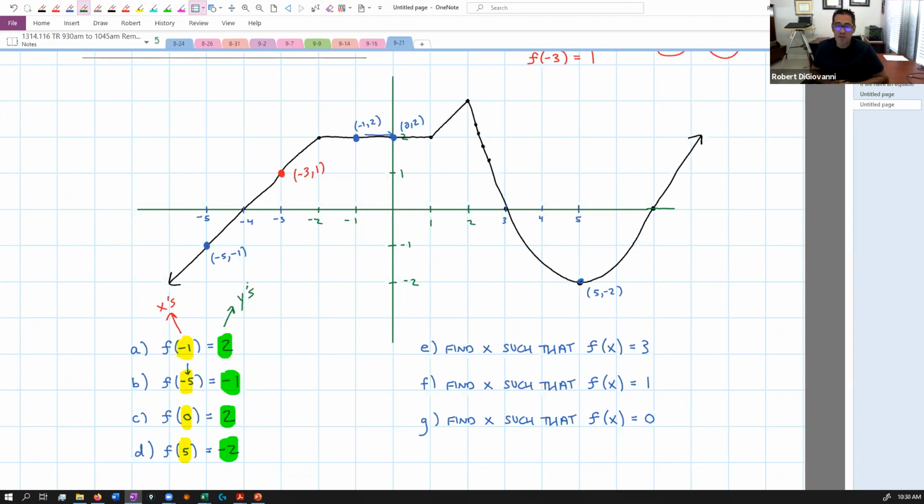Now, E, F, and G are harder because we're trying to find the x, right? We're trying to find the x's, so the x's are in yellow. We're trying to find the x's that give us these outputs. So these are your y's, and these are your x's. Here, I gave you the x's, you told me the y's. Here I'm giving you the y's, and you're telling me the x's.